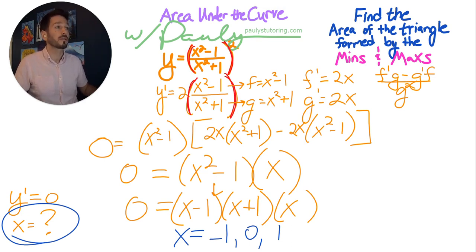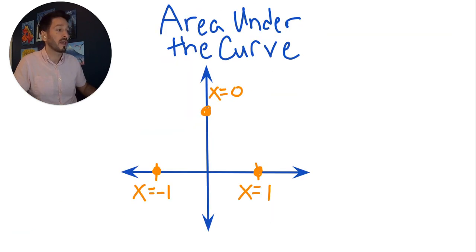These are the locations of the x values of our triangle vertices. We need to plug them into our original expression y in order to get the y values. If you do that, you'll get (negative 1, 0), (0, 1), and (1, 0). That's our triangle there in the pink that we need the area of.